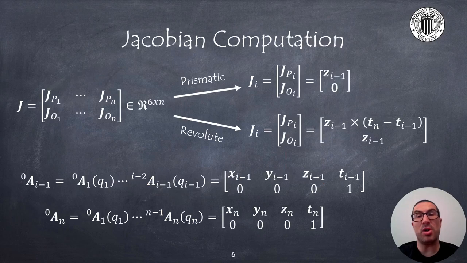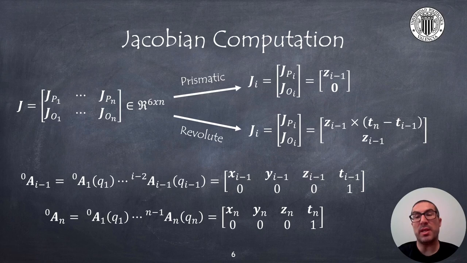In summary, the Jacobian of a robot will be a matrix with 6 rows, 3 of those elements corresponding to the linear velocity and 3 other components corresponding to the angular velocity, and with n columns, as many as robot joints. If the ith joint is prismatic, then the ith column of the Jacobian matrix is computed as indicated in the formula above, while if the ith joint is a revolute joint, then the ith column of the Jacobian matrix will be computed as indicated just below.